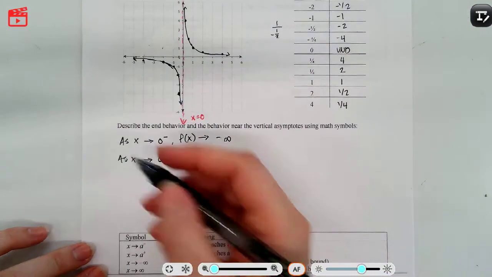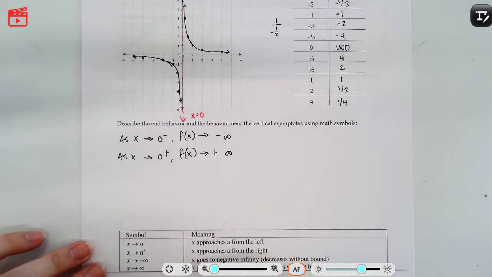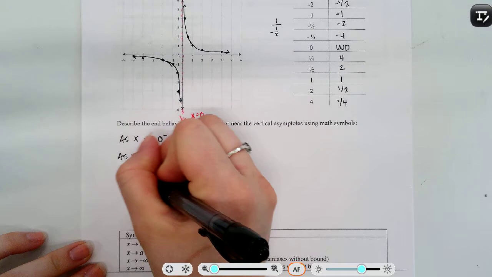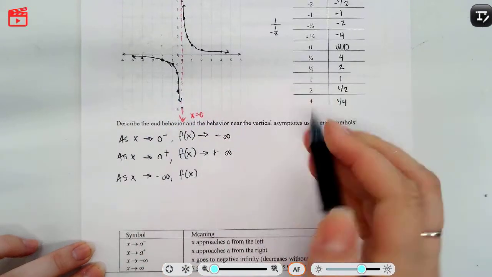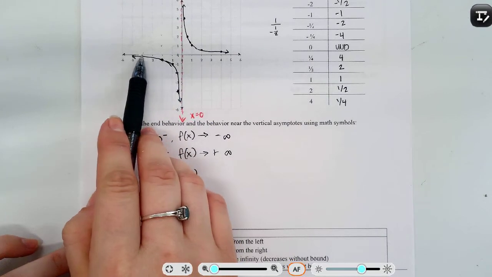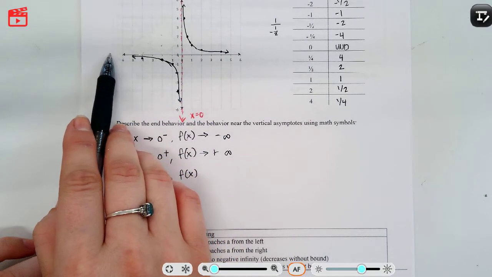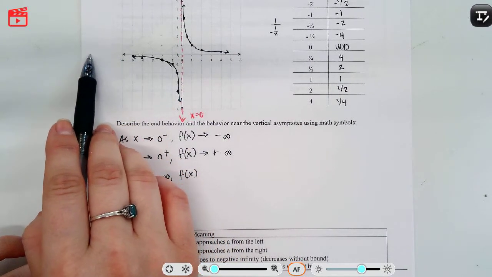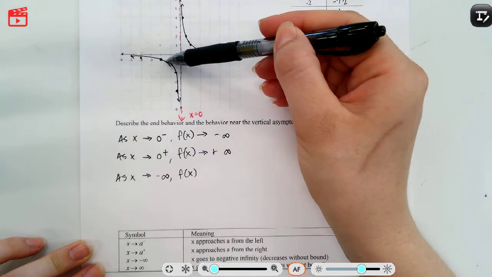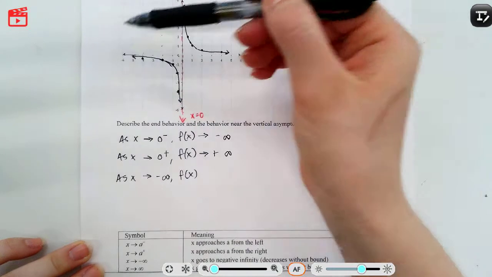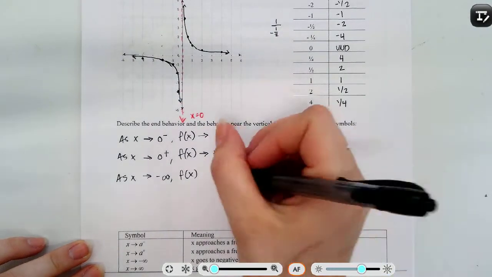All right, 2 more to go. So as x approaches negative infinity, what happens with my function? Well, as x approaches negative infinity, it's getting closer and closer to 0. We get closer to 0, but we're not actually touching 0. So f of x approaches 0.